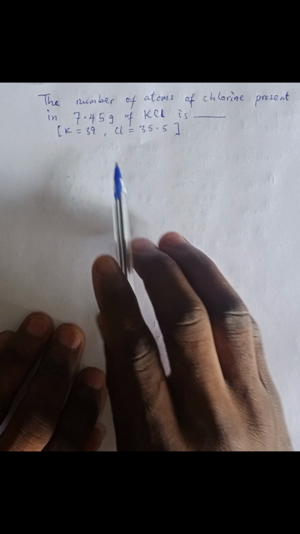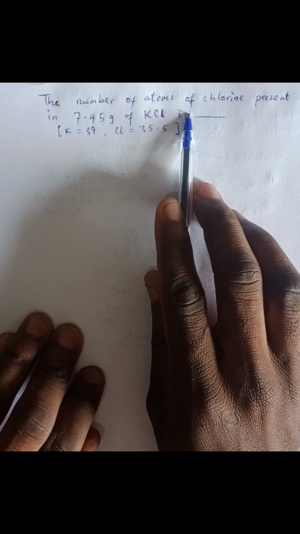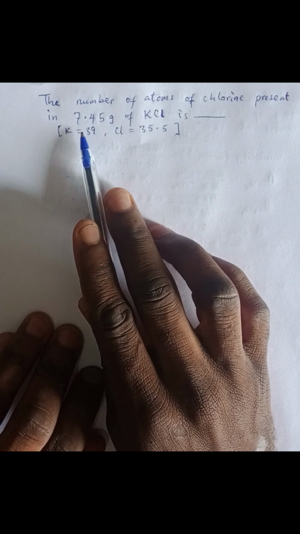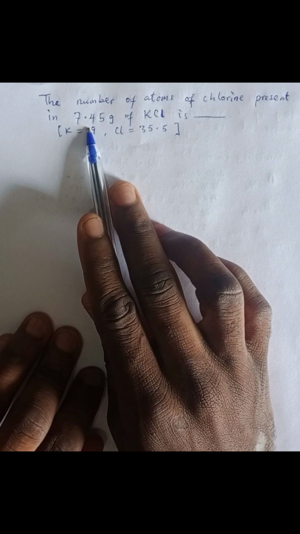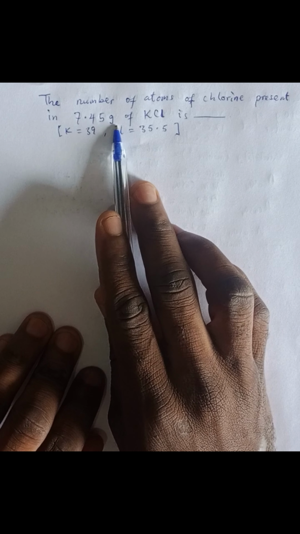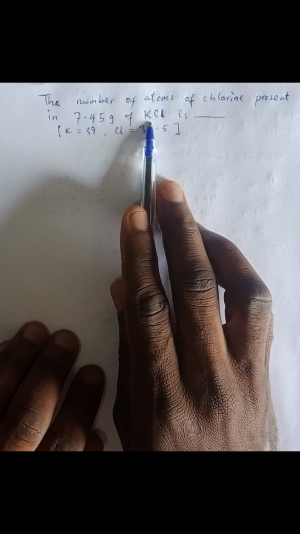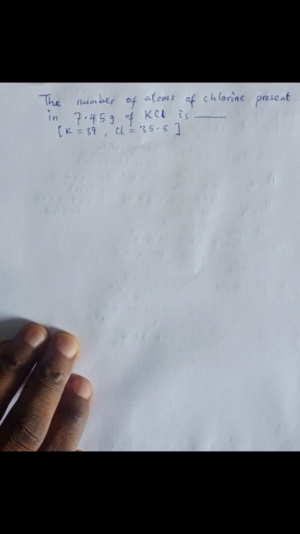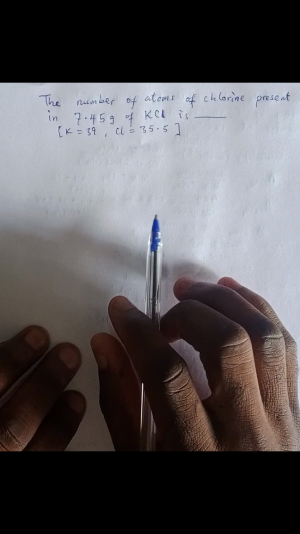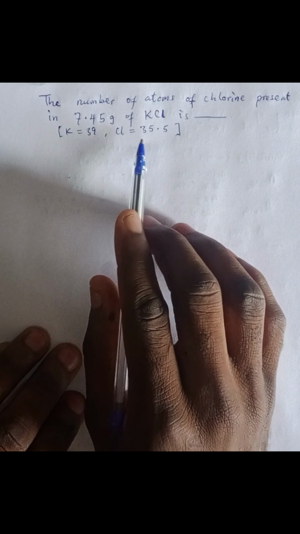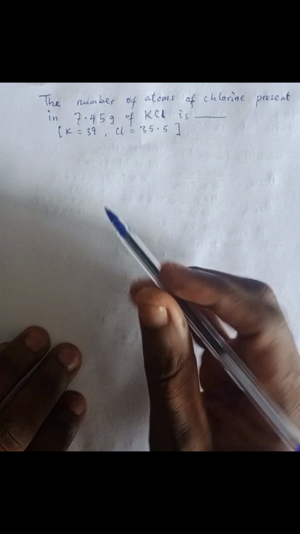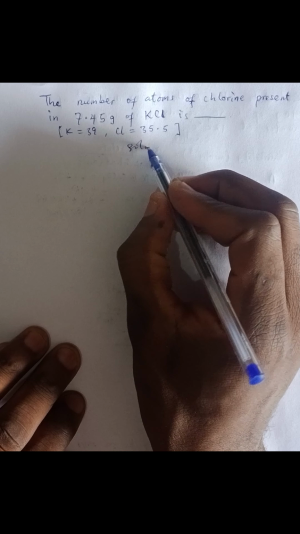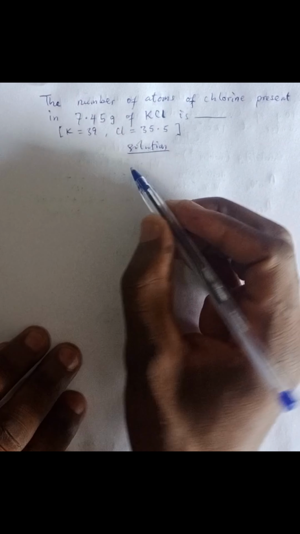The question says the number of atoms of chlorine present in 7.45 grams of potassium chloride is dash. Alright, now what we need to know is that the information given here is the mass of potassium chloride. Now let's look at the solution.